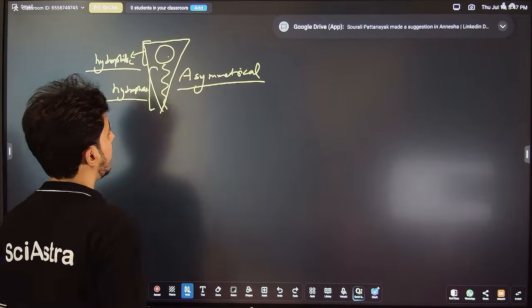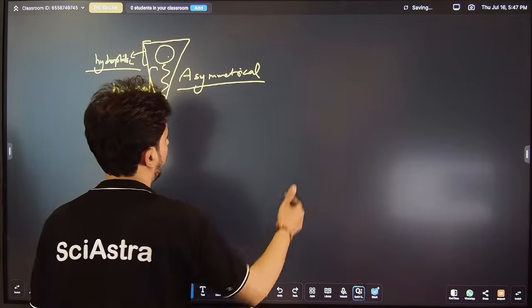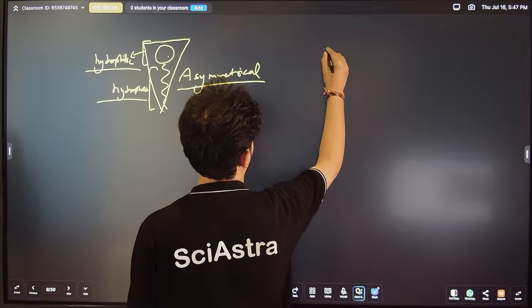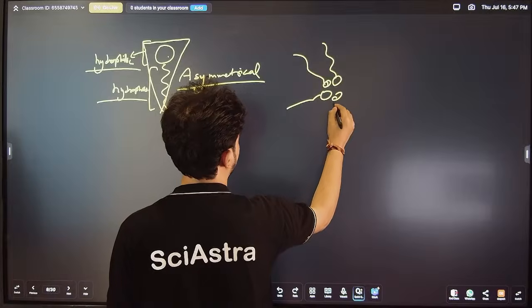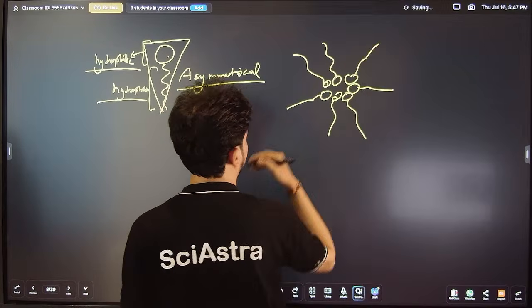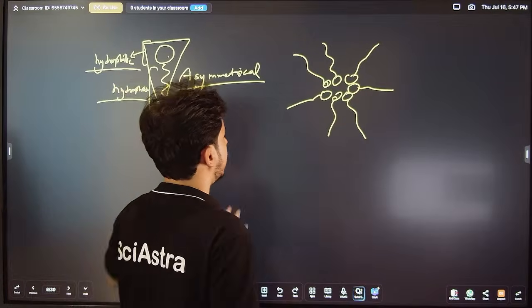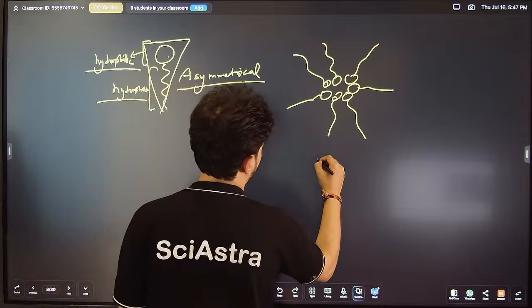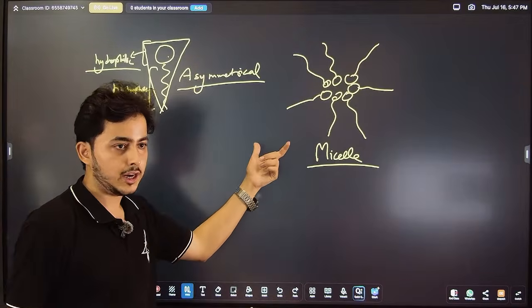Now when you have these kinds of lipids, you form a structure where the hydrophilic part points inwards and the hydrophobic part points towards the outer side, correct? These kinds of structures which are formed are called micelles. So this is a micelle, right?